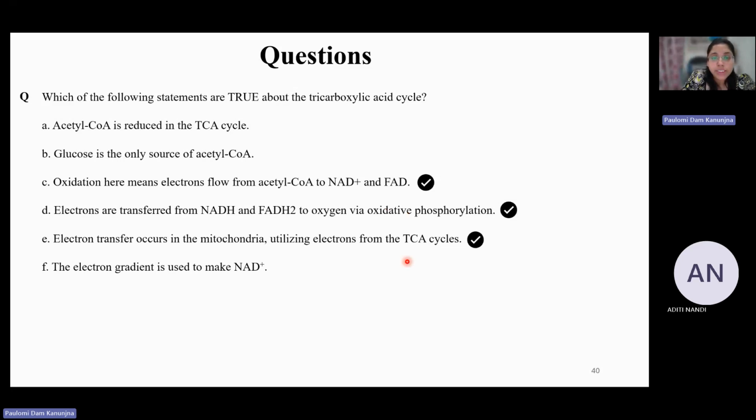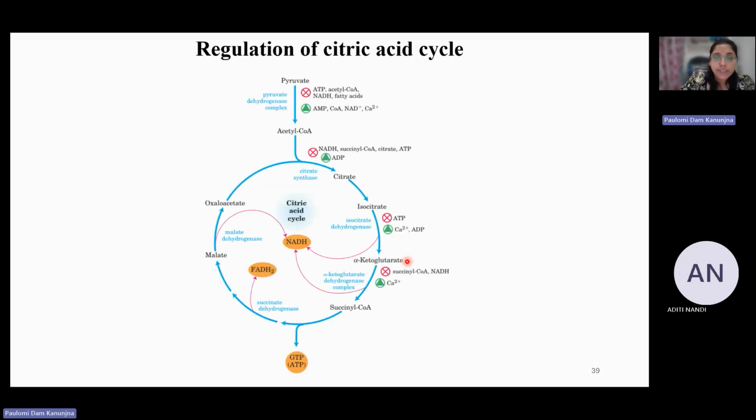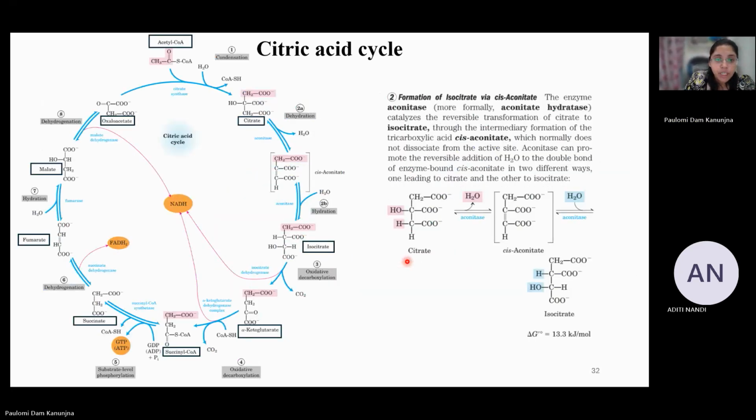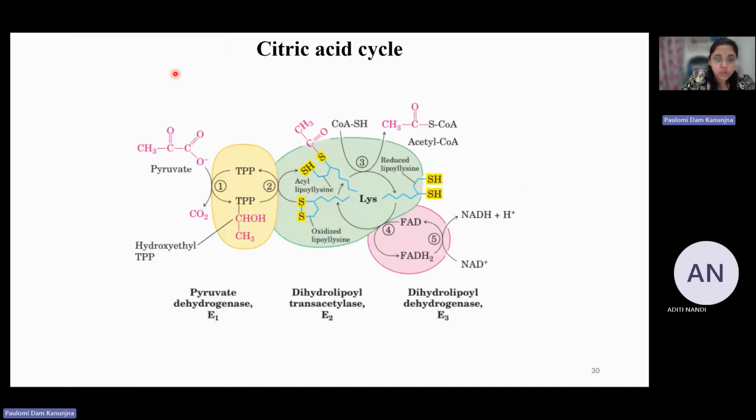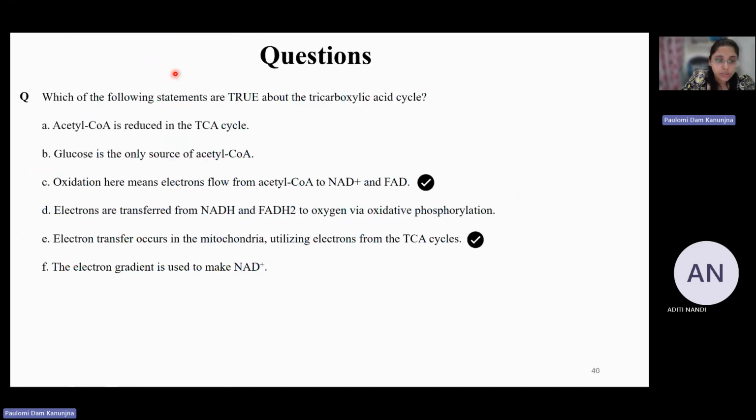Okay, the second one, glucose is the only source. That's not correct, right? That's the first thing that we did. Acetyl coenzyme A comes from several other sources also. Glucose is not the only source.